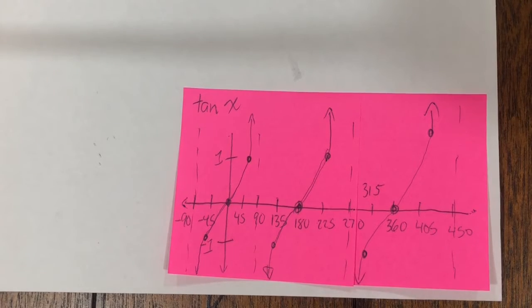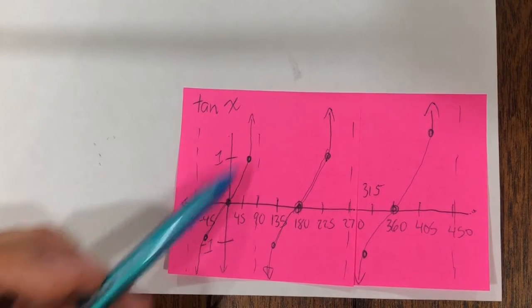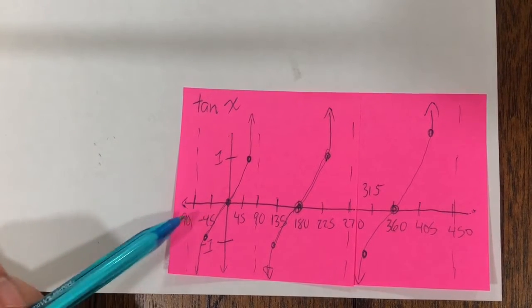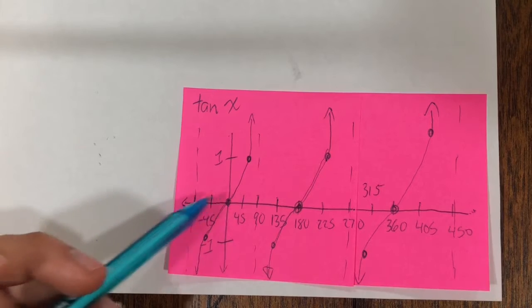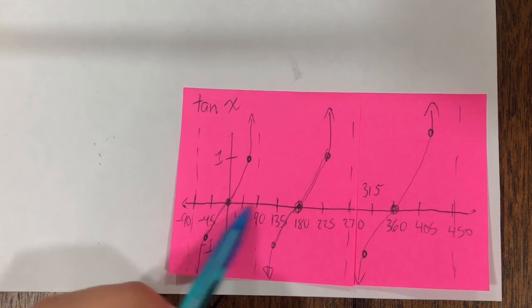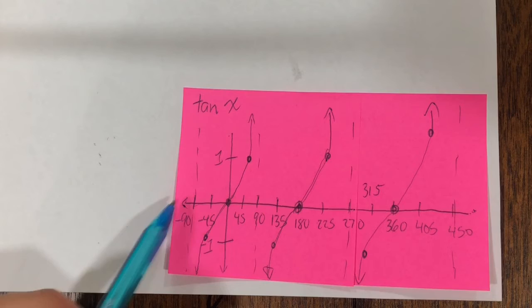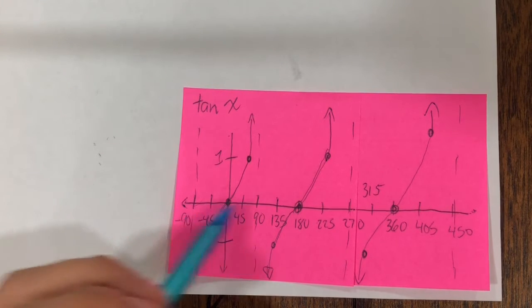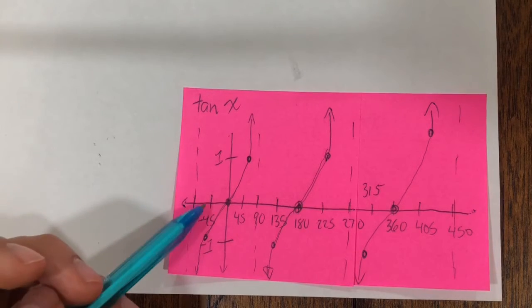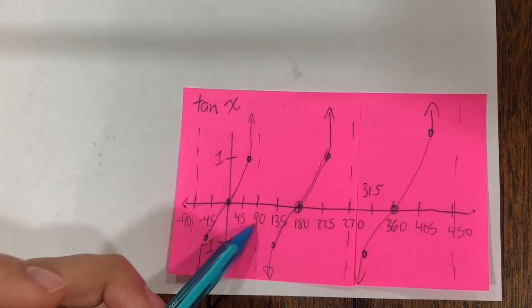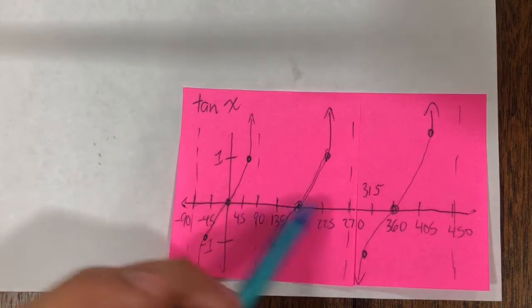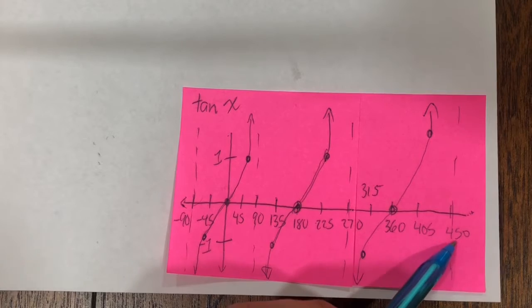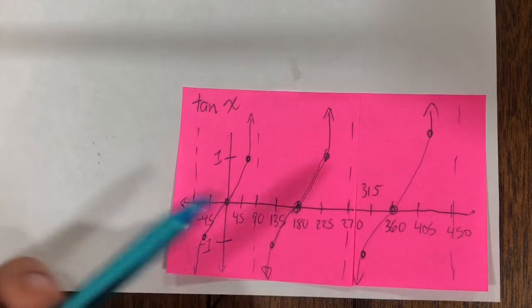Most of the problems that we're going to do require 3 of the graphs. Usually the period for each of the graphs is 180. To go from negative 90 to positive 90, it would be in total 180 degrees. Then we have the same thing from 90 to 270, the period is 180. Then from 270 to 450, the period is 180.